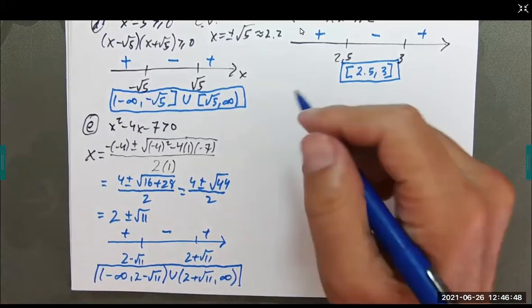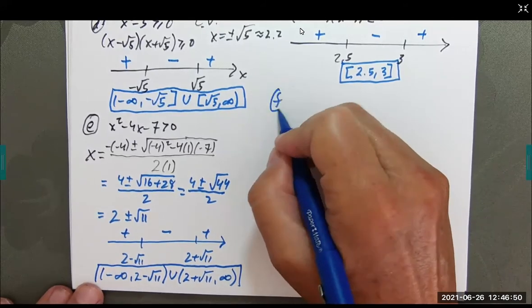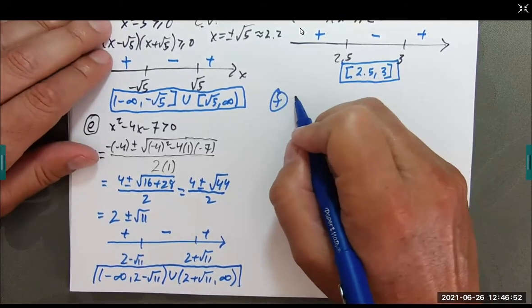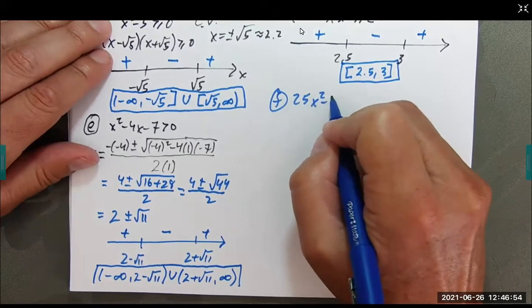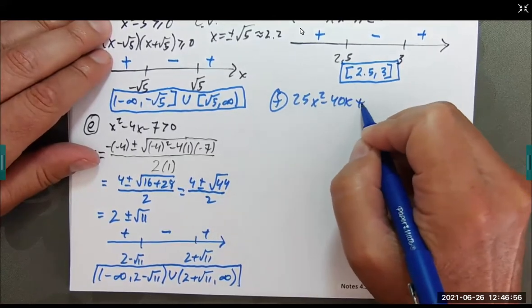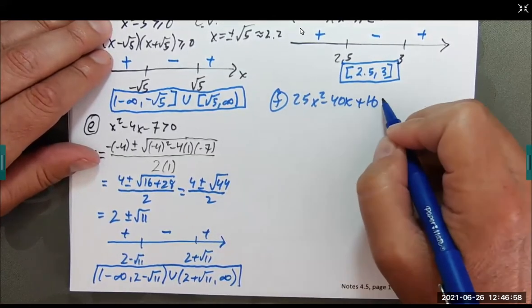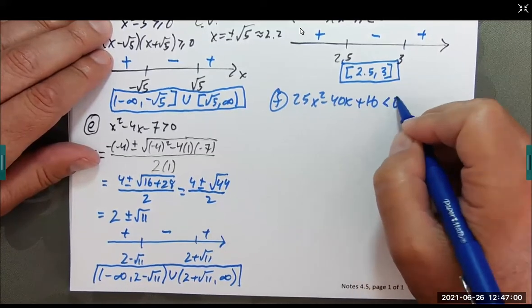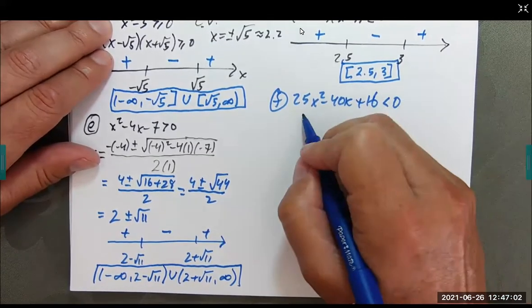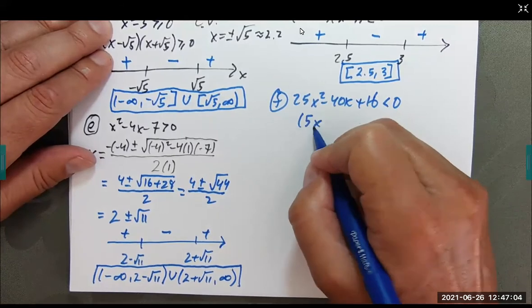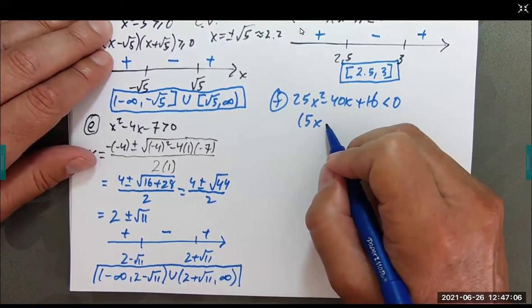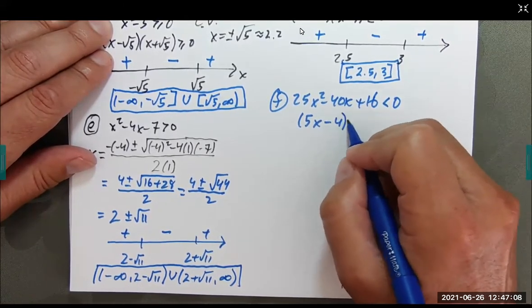And let's get F. 25x squared minus 40x plus 16 is less than 0. And this factors into 5x minus 4 squared.